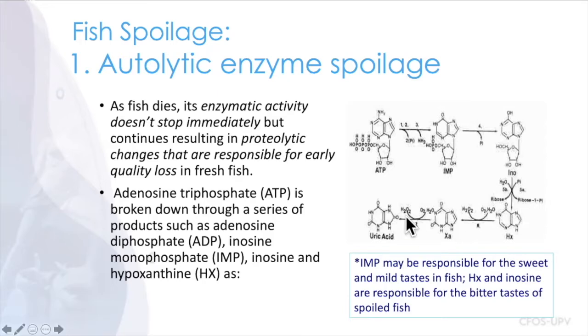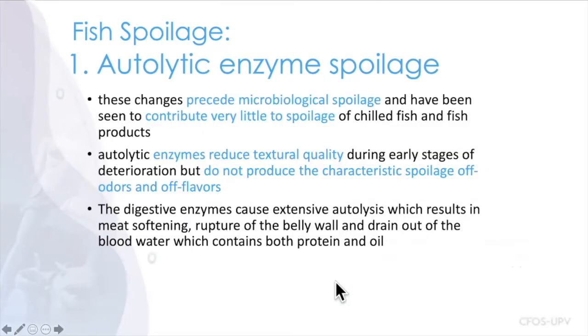So at least for our purpose, you know that ATP is degraded into IMP and inosine, hypoxanthine, and to uric acid as a final product. And you know that IMP is the one responsible for the sweet and mild taste in fish, and the inosine and hypoxanthine are the ones responsible for the bitter taste in spoiled fish. Okay? Ayan.